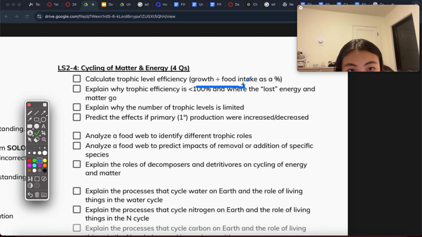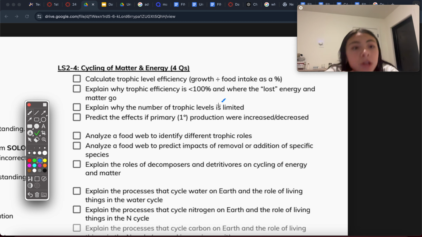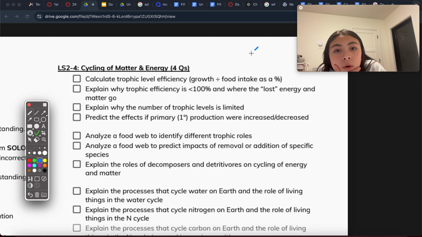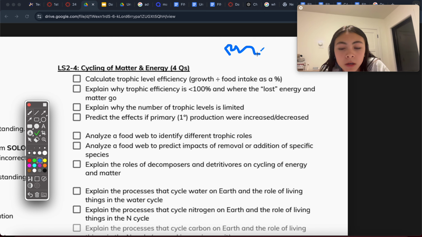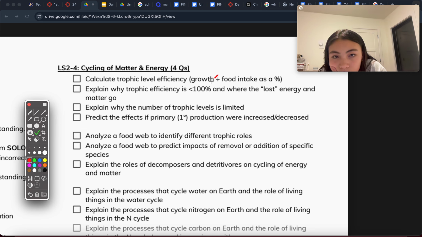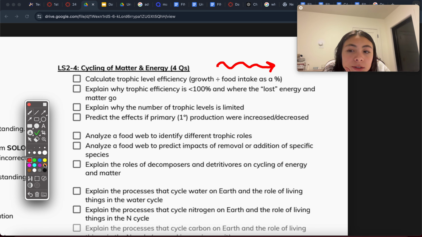What is it? Growth equals food intake as a percent. Oh, I see. Okay, that makes sense. It is less than 100%. Energy is usually lost to heat because animals move and they have to breathe. Like in Unit 1, we learned that doing all that requires ATP, and in that process it takes chemical energy and converts it into heat energy. So a significant amount of energy is being lost to heat. I should do it in red. Lost to heat. And that's really it.